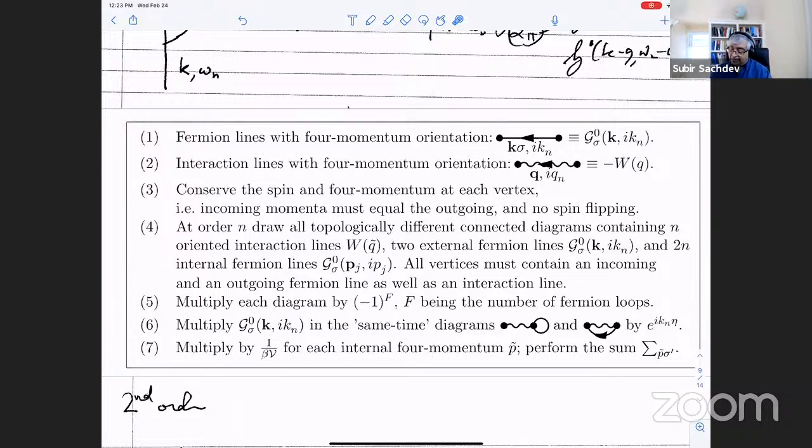And then there's one little trick. What happens when you have a closed fermion loop, where the two times, the initial time and the final time, are the same? That turns out to be slightly singular. And then you have to do what's called time splitting.